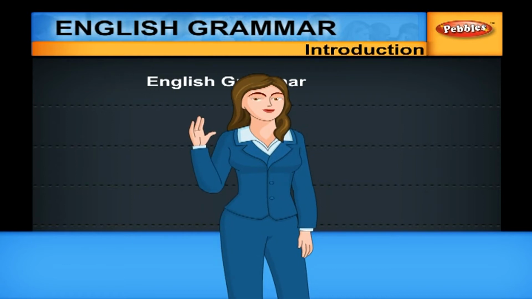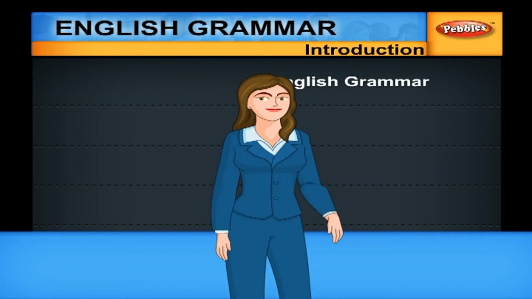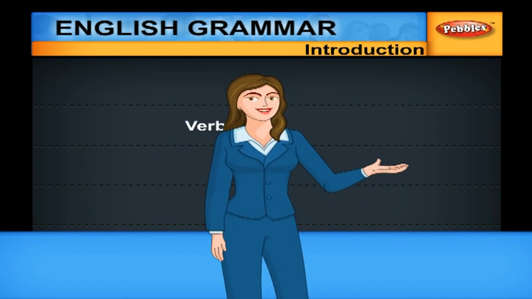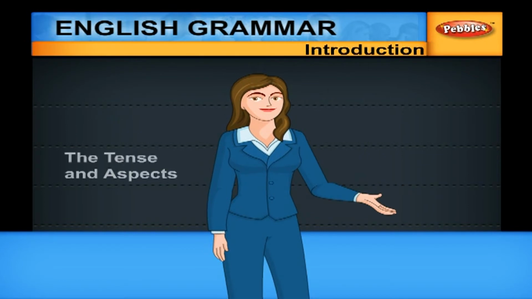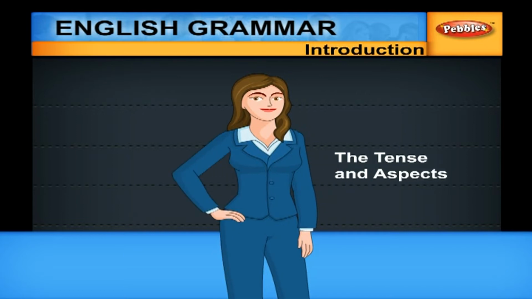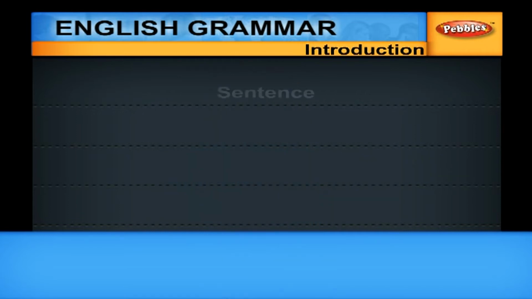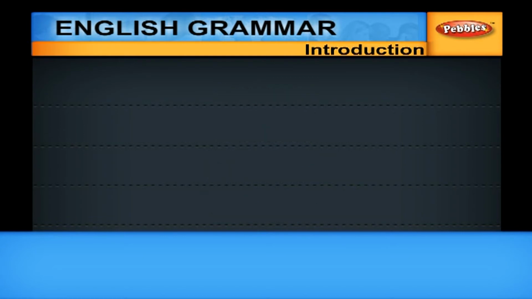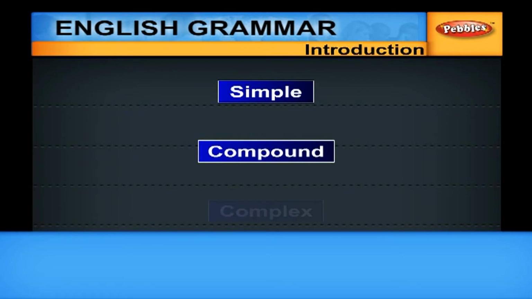Now, you can understand that a language is structured at different levels. At the highest level, you have the sentence. At the lowest level, you have the word. And in between, you have the clause and the phrase. A sentence is made up of clauses. A clause is made up of phrases, and the phrase is made up of words. A sentence can be simple, compound, and complex.